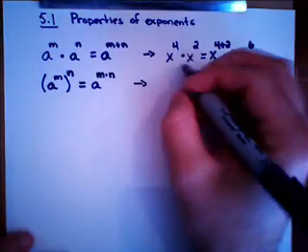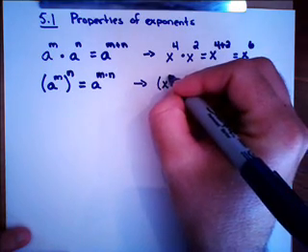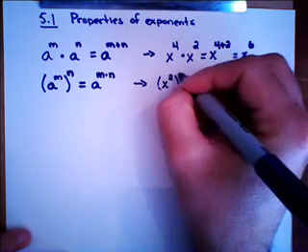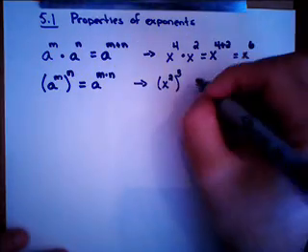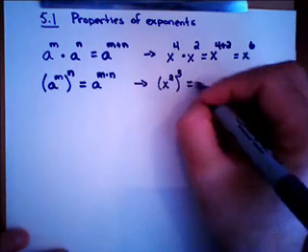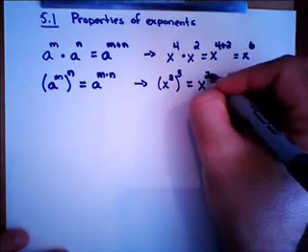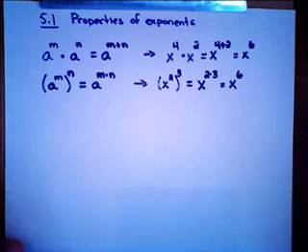Okay, so an example of this would be if you were to have x to the second power and you wanted to raise that whole thing to the third power. You would say, well, I know that this is a power to a power type example, so I'm multiplying my exponents, 2 times 3, and that's going to get me x to the sixth.